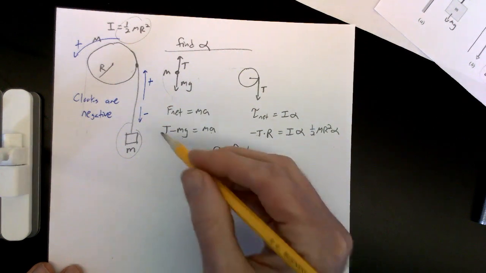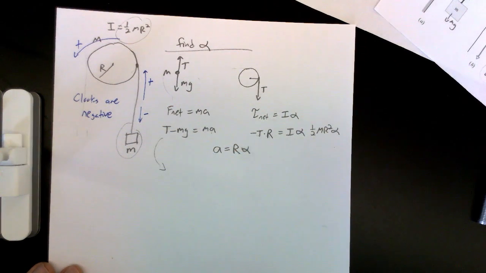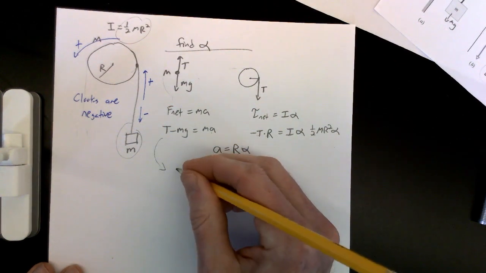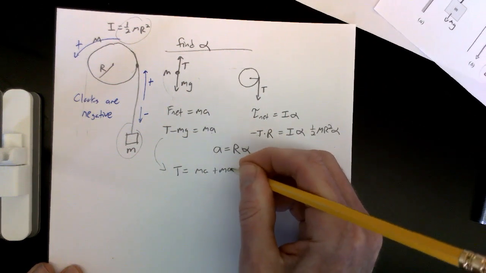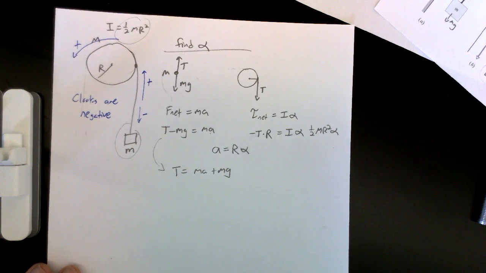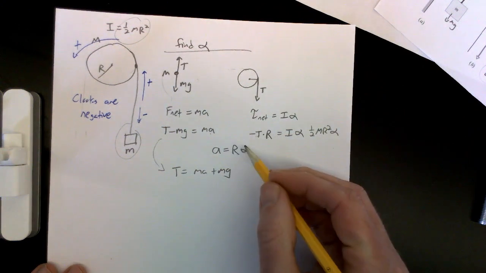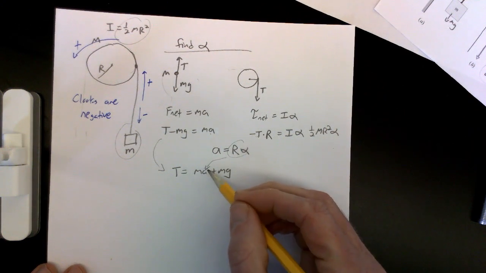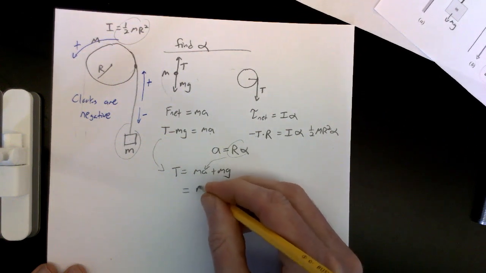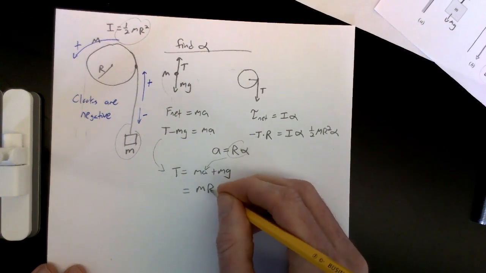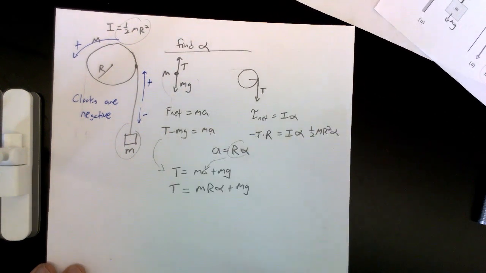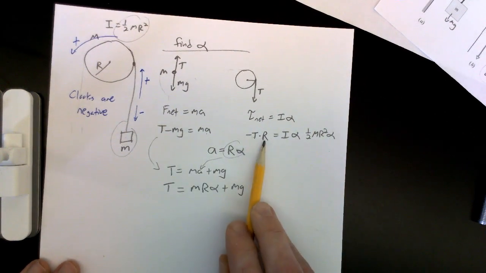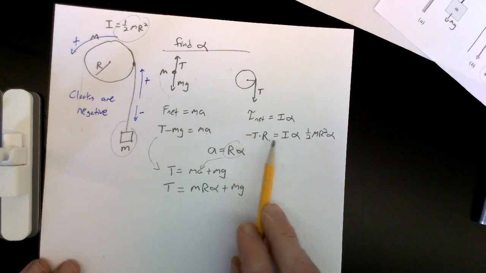What I'm going to actually do is start with this equation and solve it for tension. So I'm going to write tension is ma plus mg. And then I'm going to stick in R alpha for this a right there. So now I get little m times R times alpha plus mg, and that's what tension equals. And now I can take that tension and stick it up here in this equation.